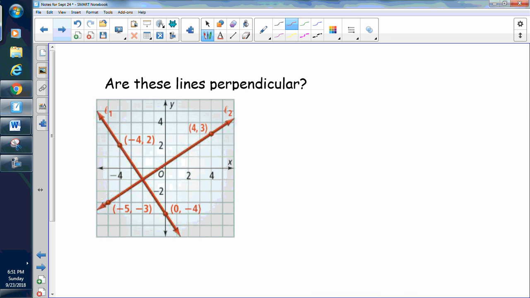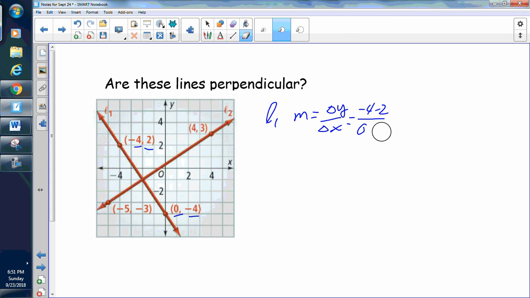So are these two lines perpendicular? Just like our parallel, let's find the slopes of the two lines. So for line 1, here the y value is 2, here it is negative 4. Remember, slope is delta y over delta x. Negative 4 minus 2. My x's are 0 and negative 4, so 0 minus negative 4.